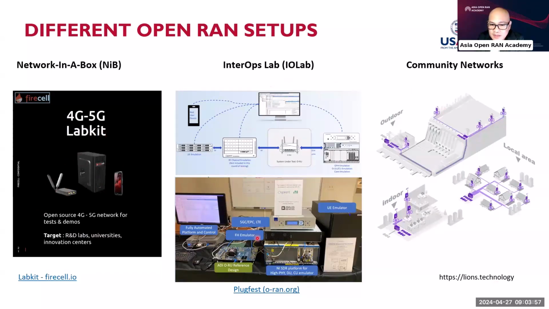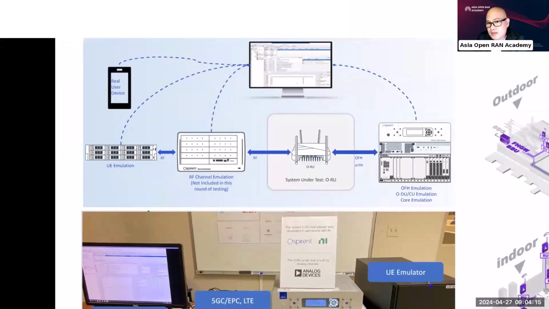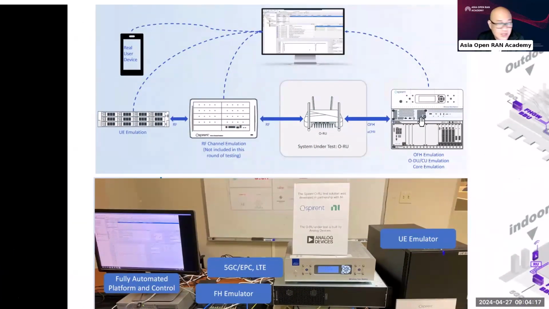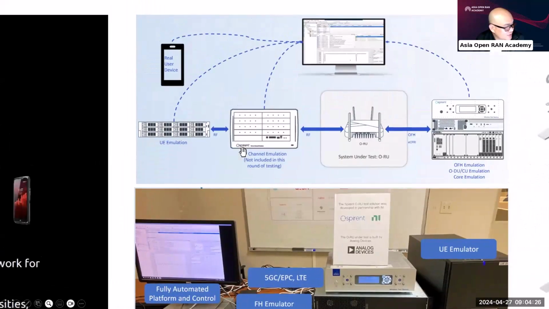Now, in terms of the plug fest, this is where we can see how they are testing each component of Open RAN. So if you want to test the functionality of your system, some companies use an emulator. We call it the UE emulator. So this is the type of UE emulator, coming from Spirent. The UE emulator, as the name suggests, emulates.